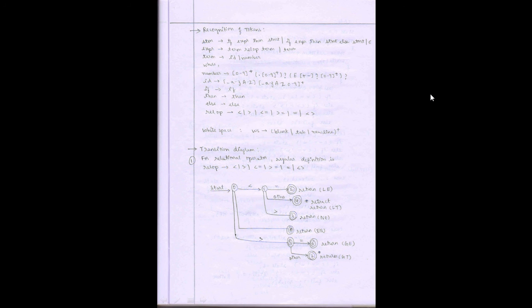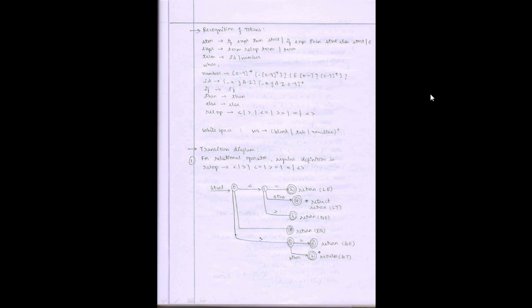Next, we will look at the transition diagram. So how to represent a transition diagram? If I take a relational operator, how do we process that relational operator, right? If I take the relational operator less than, how can we write a transition diagram? That is a representation of a deterministic finite automaton. A start state will be there, an intermediate state will be there, then again a terminal state will be there, right?